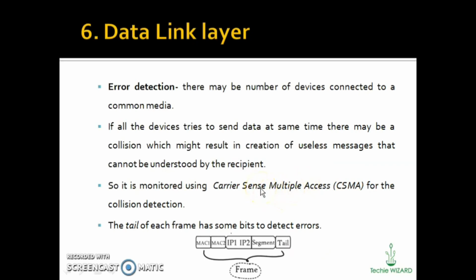Next is error detection. There may be a number of devices connected to a common media. If all devices try to send data at the same time, there may be a collision, which might result in the creation of useless messages that cannot be understood by the recipient and even the sender too. So it is monitored using carrier sense multiple access, a short form called CSMA, for collision detection. The tail of each frame has some bits to detect errors.